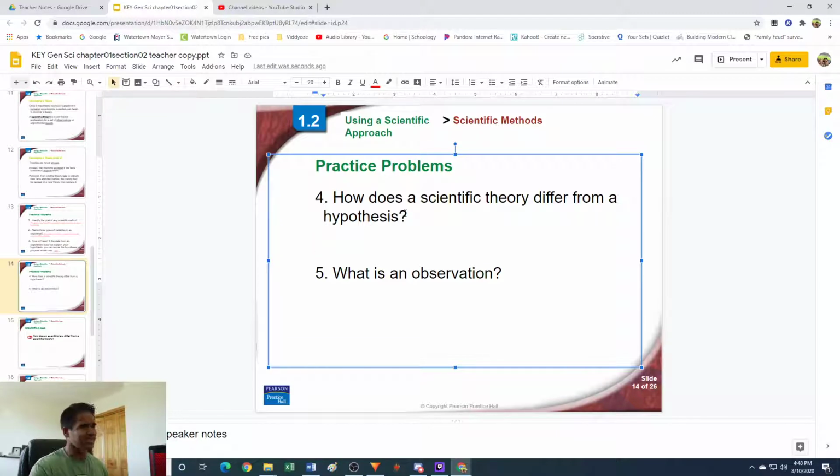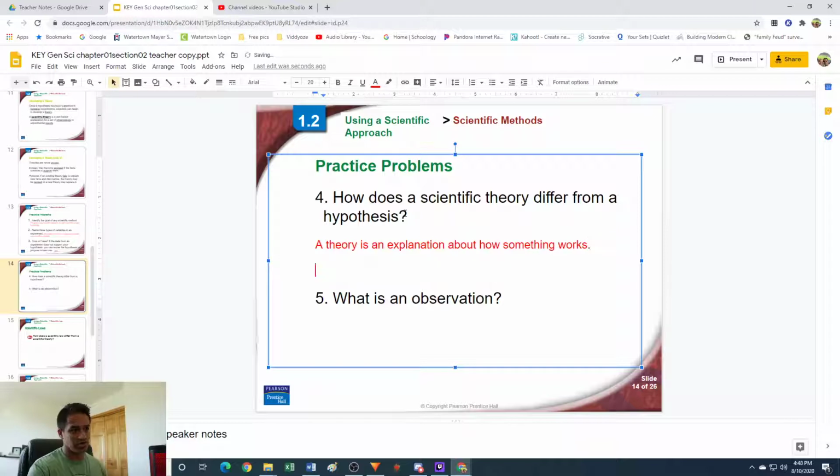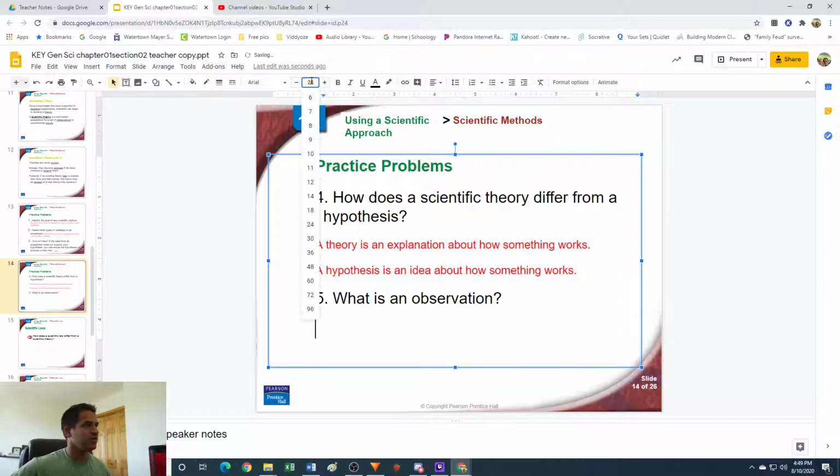So we're basically going to say a theory is an explanation about how something works. A hypothesis is an idea about how something works. Okay, doesn't matter how good an idea or how bad, it's a hypothesis. Okay, theories are not hypotheses, they're not guesses, they're not ideas, they're explanations. If you have a theory, you already know how something works. Okay, you've tested it enough times, you know exactly how it works, then you can make a theory. So, number 5, what is an observation?